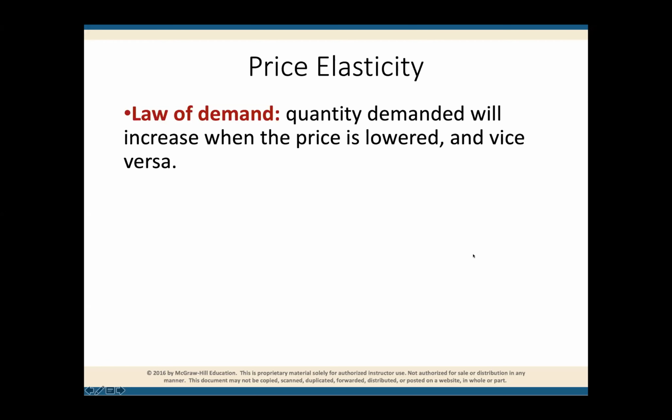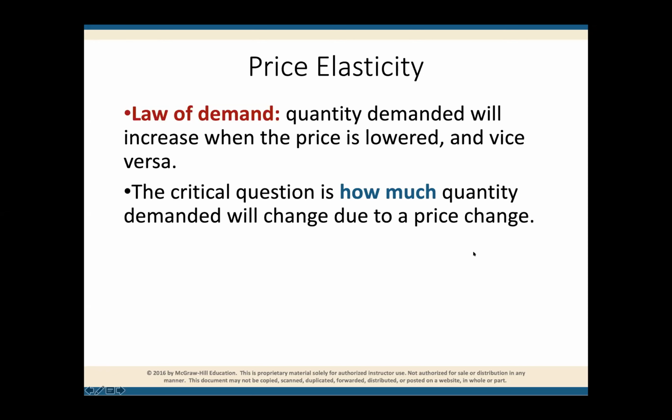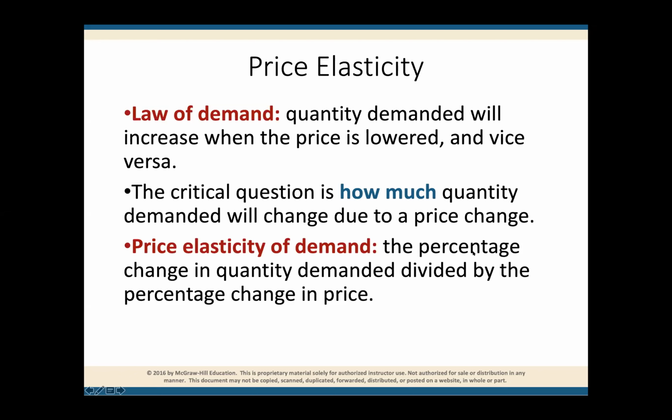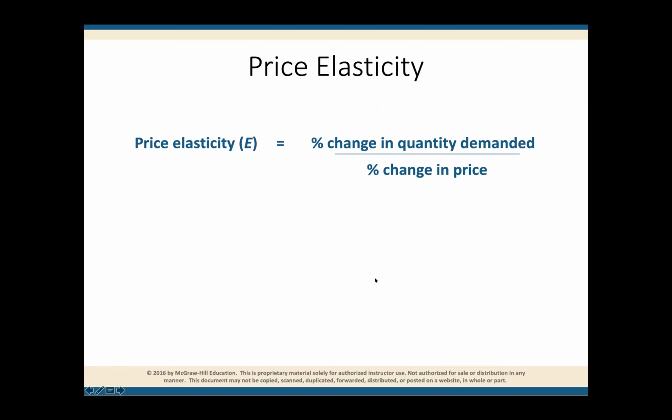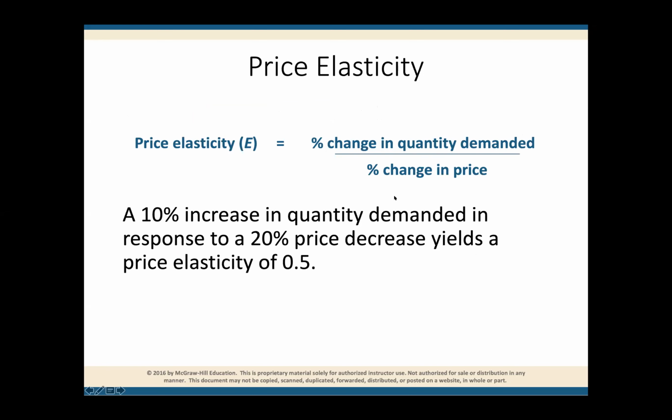Okay, so we're trying to understand elasticity. We already know that according to the law of demand, when the price changes, people respond. It is very critical for us to know exactly how much people are going to respond, and that response is called elasticity. Elasticity is the percentage change in the quantity demanded divided by the percent change in price. And we already went over the formula. It's equal to the change in quantity demanded divided by the change in price.